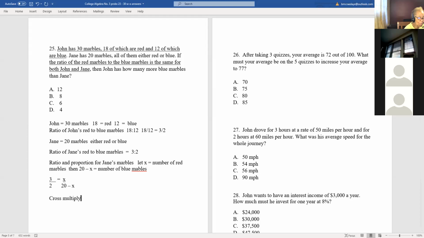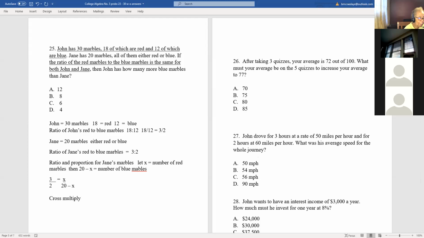So what do you get when you cross multiply, Latoya? 2X. 2X, very good, equal what? 60 minus X. 3 times 20 is what? 60, that's correct. Minus X. And what's 3 times minus X? Minus 3X. Sorry, remember? Minus 3X, that's right. You can't throw these things away. You've got to multiply that 3 by this whole expression, 20 minus X.